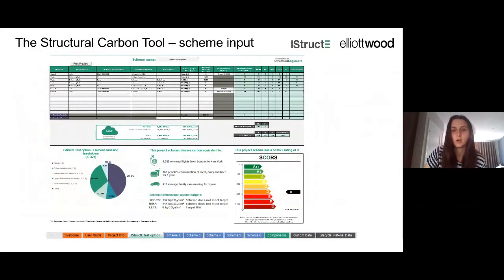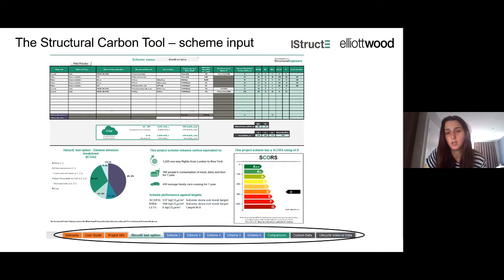So moving on to the tool itself, before launching into a live demo, I'll talk through the key features of the tool first. Starting with this page, which is the scheme input page, it's just an Excel spreadsheet, and this is where you can enter the material specifications and quantities to estimate the embodied carbon for a scheme. The tabs at the bottom highlighted here indicate all the sheets that are available to you. The intention is for you to work from left to right. Orange tabs are basic project information to enter. Blue tabs are scheme input pages like this one, and the green comparison sheet covers the main output from the tool. And then the grey tabs are for advanced users, so you don't have to go there if you don't want to.